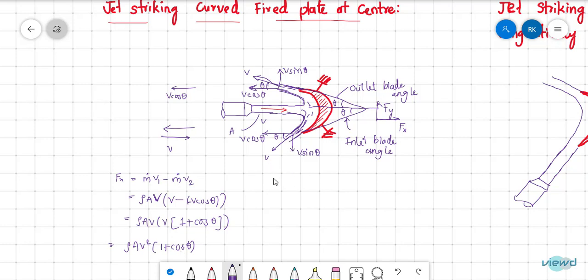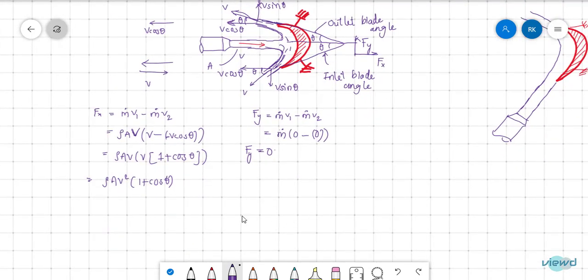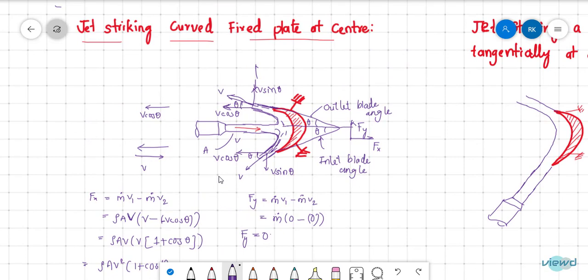This is the Fx. So then what is Fy? m dot v1 minus m dot v2. At the inlet there is only horizontal velocity, so there is no vertical velocity. m dot into (0 minus v2). What is v2? It is v sin theta. So v sin theta upside and v sin theta downside both get balanced, and that will be 0. So Fy is equal to 0. This is how you need to analyze a fixed curved plate when the jet is striking at the center.